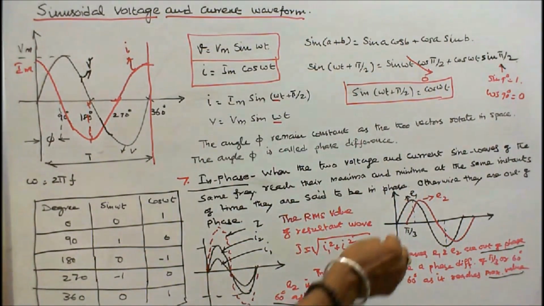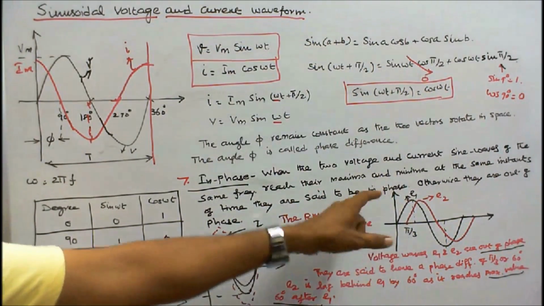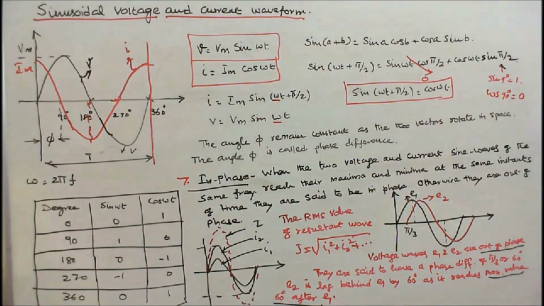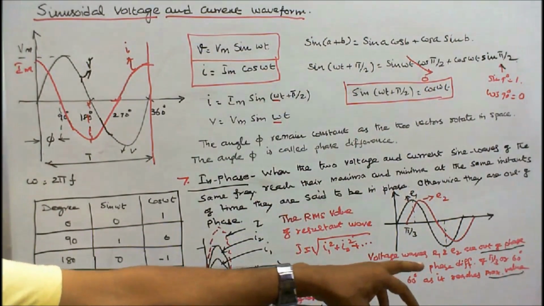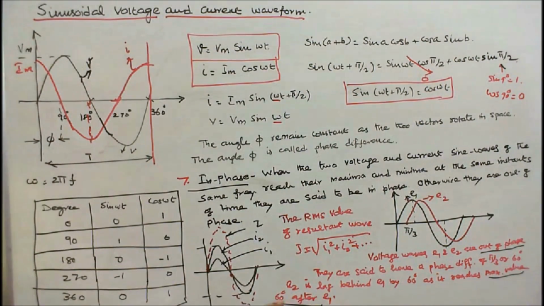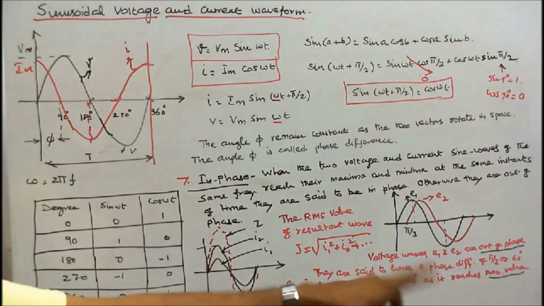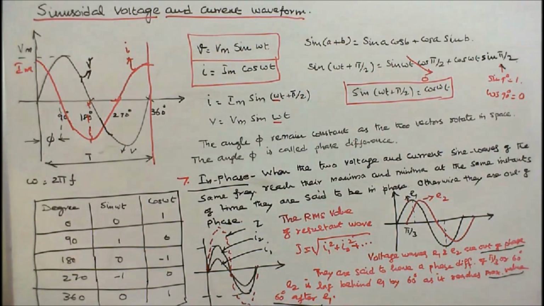The phase difference is 60 degrees. Voltage waves E1 and E2 are out of phase. They are said to have a phase shift of pi by 3 radians or 60 degrees. E2 lags behind E1 by 60 degrees, as it reaches its maximum value 60 degrees after E1.